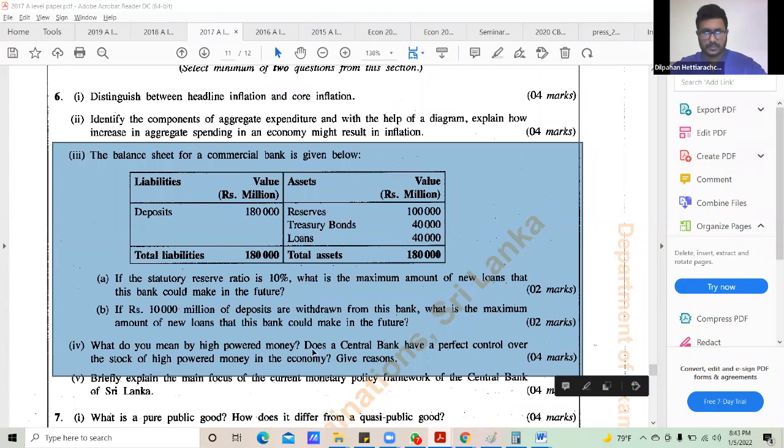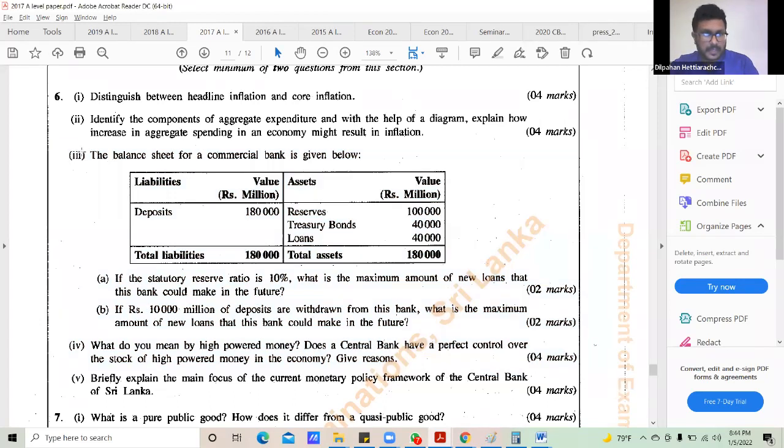Okay, so this is a balance sheet. A balance sheet normally consists of two sides, and here also you can see two sides. The left side is represented by the liabilities of the commercial bank. So this is a commercial bank's balance sheet. We are talking about one bank. This can be Sampath Bank Nugegoda, Sampath Bank Maharagama, HNB Nugegoda, whatever bank, right? In this bank, the balance sheet is as follows.